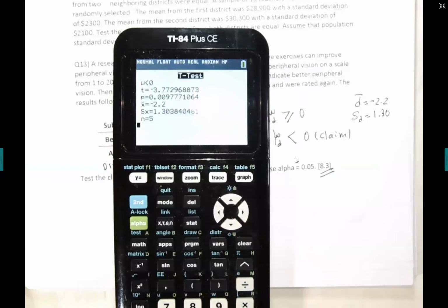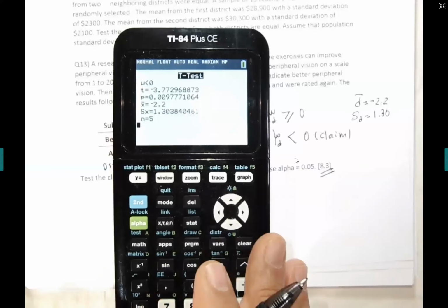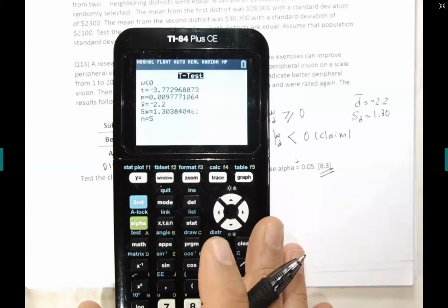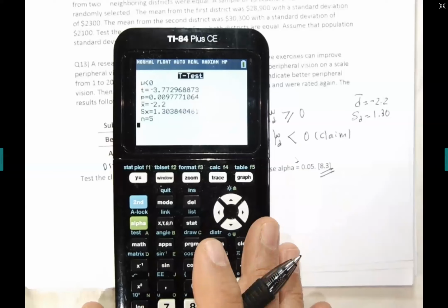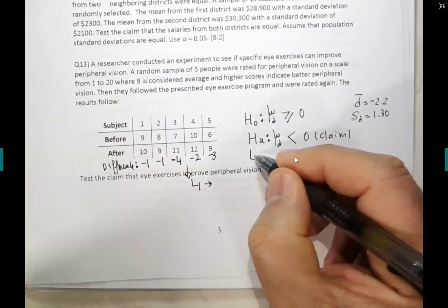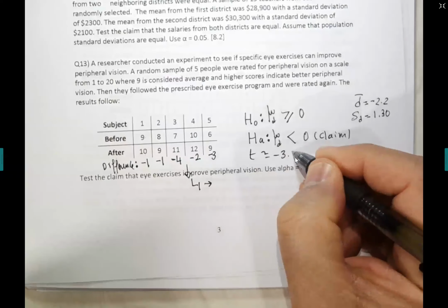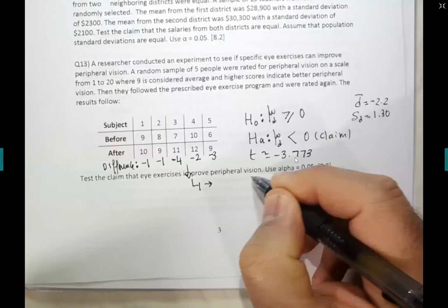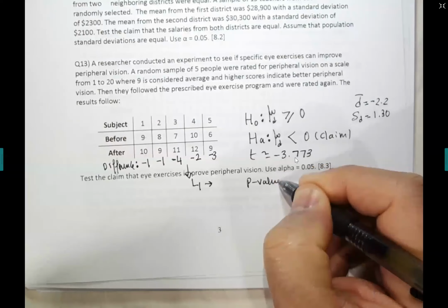T is negative 3.773. And p-value, guys, is 0.0098. And you can see, look, X bar, you can see S. X bar is D bar. It's called D bar in section 8.3 because he uses the variable D. And SX is called S sub D because he uses the variable D again. So let me write it down. I'm going to do it on the same sheet of paper. I have room here.